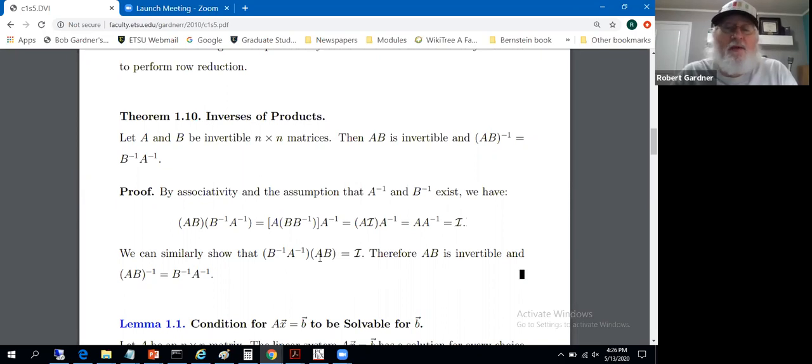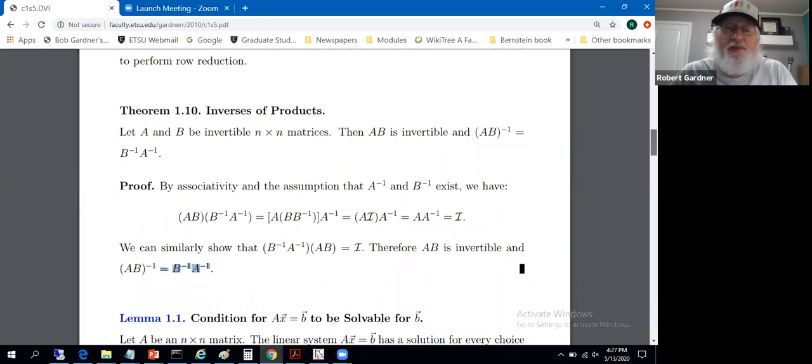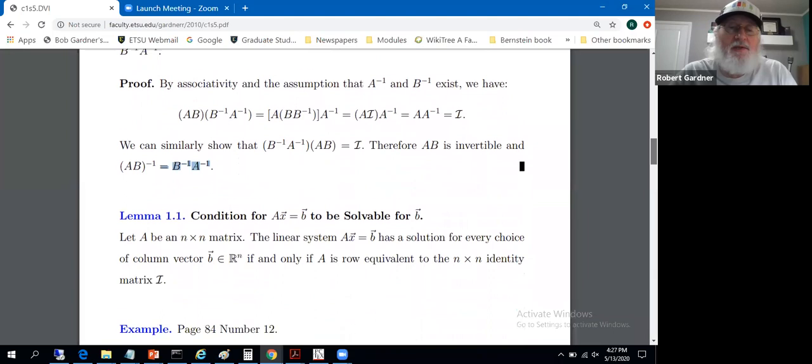And we get both of these satisfied. AB, B inverse A inverse equals the identity. B inverse A inverse times AB equals the identity. AB is invertible, and its inverse is B inverse A inverse. Okay, so we can find symbolically at least inverses of products.